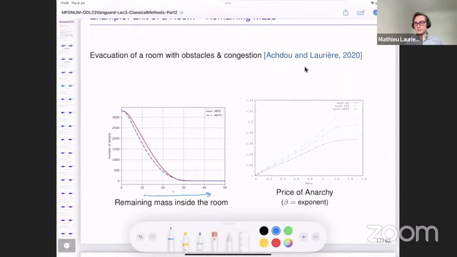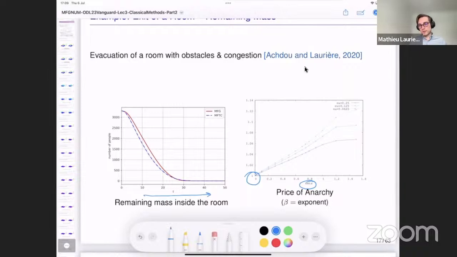But actually, on average, it's better. And you can also look at the price of anarchy. The price of anarchy is at least 1. And when you play with the coefficient beta, which is the exponent in the Hamiltonian, there is 1 plus m to the power something. So this something is beta. And when you increase beta, the price of anarchy increases. At least that's what we see numerically.